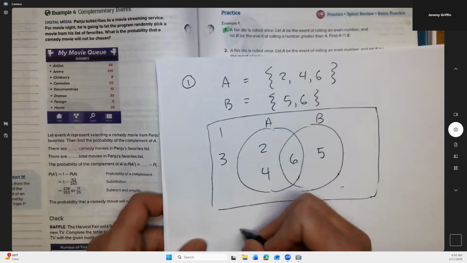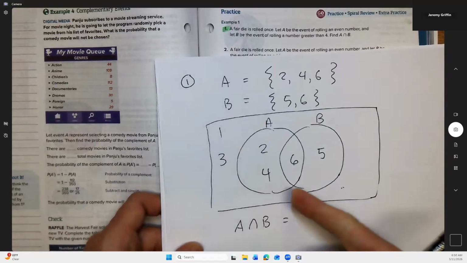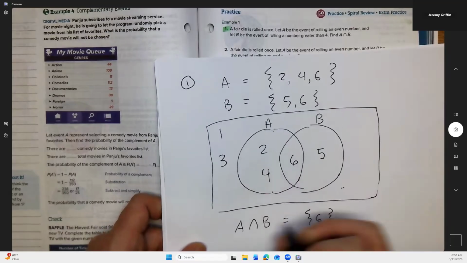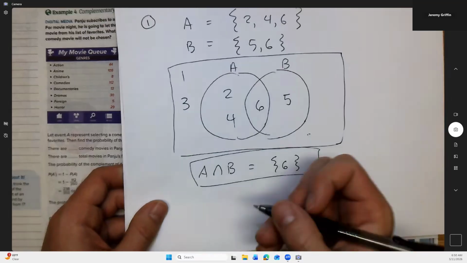So your book actually asked, what is A intersection B? There's only one possibility, and that's the number 6. So that would be the answer. Now, for a wider picture, let me give you guys some other things you could ask.